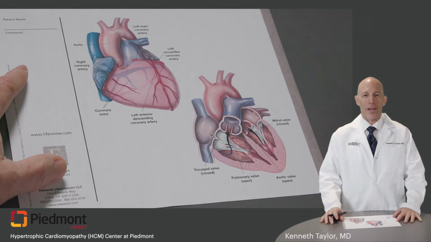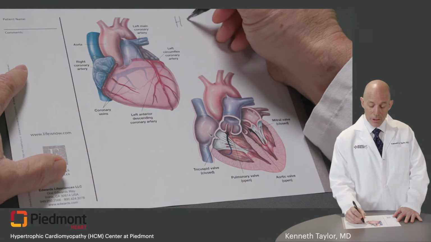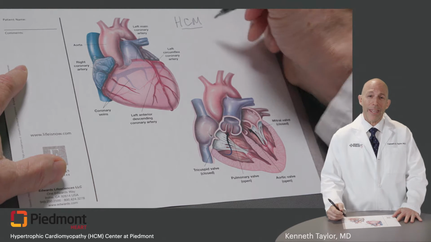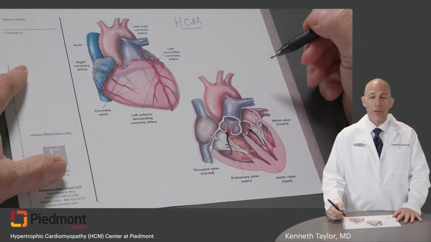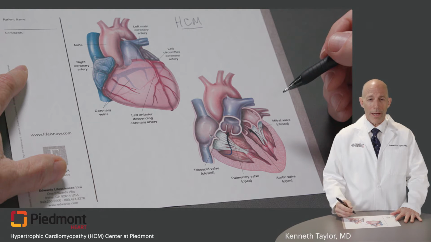Hi, I'm Dr. Kenneth Taylor, Director of the Hypertrophic Cardiomyopathy Center at Piedmont, and I want to talk to you today about hypertrophic cardiomyopathy. Hypertrophic cardiomyopathy is a genetic disorder, and it results in a thickening of the heart muscle. There are a number of different forms of this disorder, and so we'll talk a little bit about that.